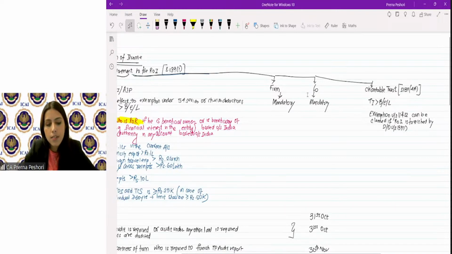Yes, students. So the return of income, it says you have to furnish within the time allowed under 139(1). But under 139(1), there are several due dates. So which due date? 31st July, 30th October, 31st October? Yes or no?